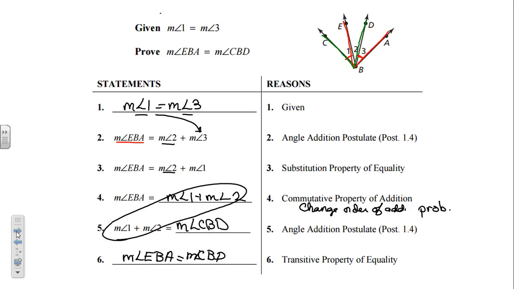Change the order of addition. So if you have two numbers that are being added together, commutative says that you can change the order in which they're written. Instead of 2 plus 1, we can call it 1 plus 2. Okay? Other questions on this slide? Feeling good? All right, second proof down. One more.